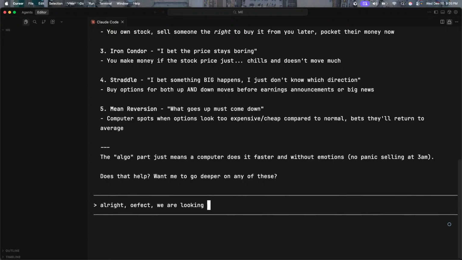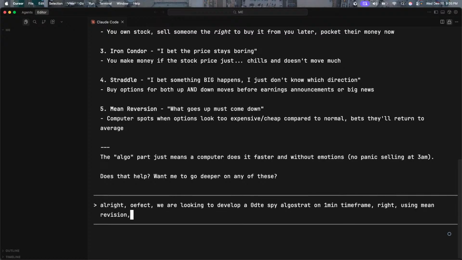We are looking to develop a 0 DTE SPY algo strat on 1 minute time frame, right? Using mean reversion. We are going to be using BB, which is Bollinger Bands. And we talked about what Bollinger Bands are, right? And we gave you an example of how Bollinger Bands work. And then what we're also going to be using, and I'm going to explain it, right? So just give it a second.